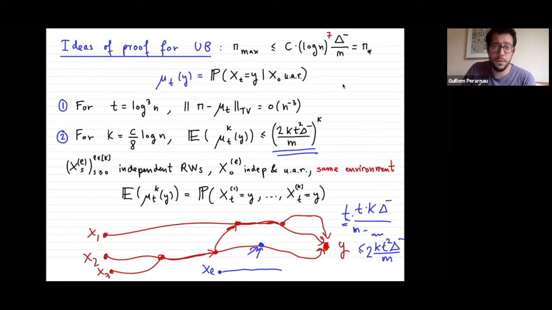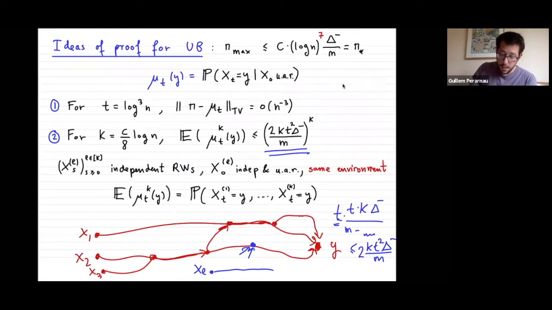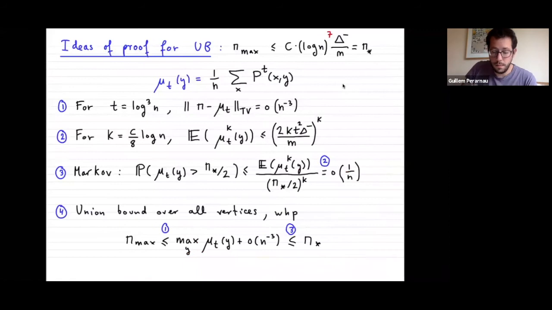So once you have this bound on the kth moment of mu-t to the y, then it's easy because you can just use Markov. So you use Markov with the kth moment, and because k is log n, and because you have set your constants correctly, what you get is that the probability that this thing is large is very small. It's small enough so you can hit it with a union bound.